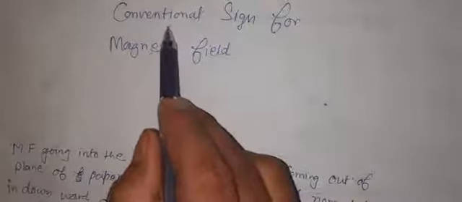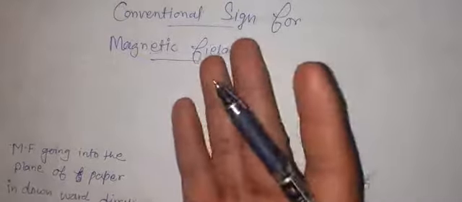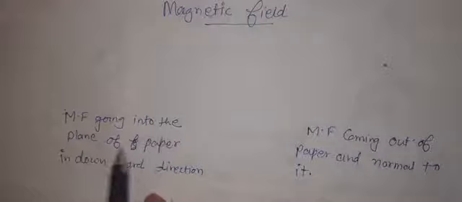Now let us look at how we are going to show this magnetic field which is coming out from the paper. For example, if the magnetic field is coming outward from this paper, or the magnetic field is going downward into the paper, how are we going to represent this magnetic field? So there we have a method. First, the magnetic field is going into the plane of the paper.